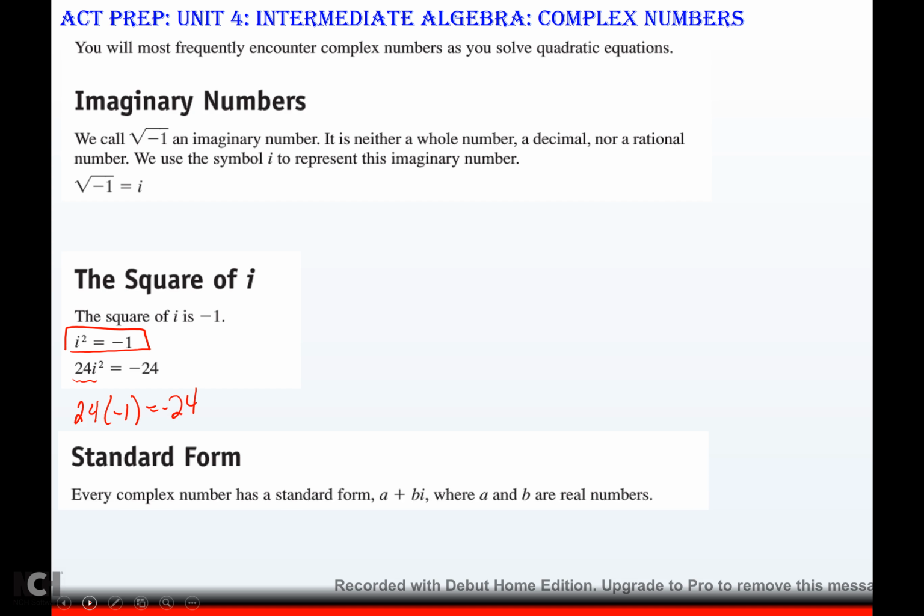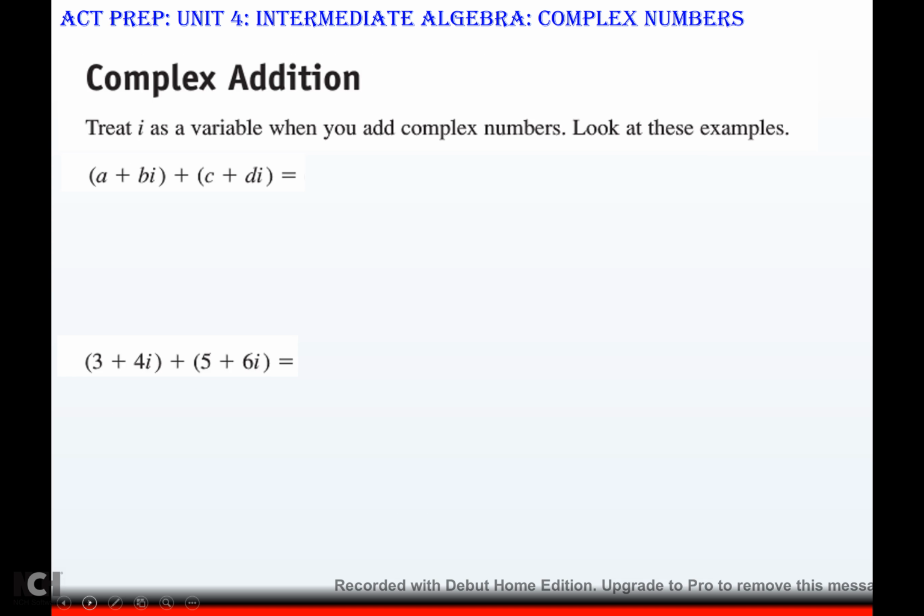Okay, and then standard form. Every complex number has a standard form, a plus bi, where a and b are real numbers. All right, so complex addition. Treat i as a variable when you add complex numbers. Let's look at these examples. If I have a plus bi plus c plus di, they're telling you to add this complex number to this complex number. Well, it's just like terms.